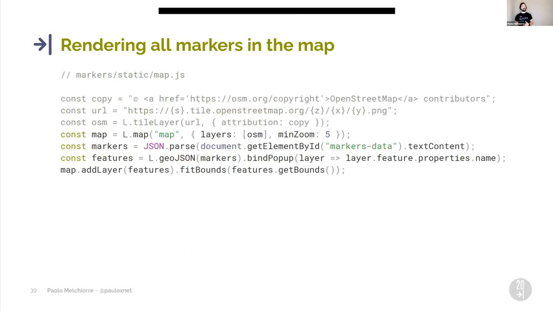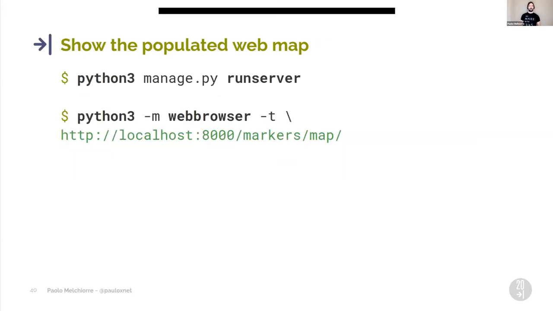So let's edit our JavaScript file and store the GeoJSON in a variable. Starting from this variable, we build a layer for our map and we also extract the name of the single marker. Finally, we add the layer to our map, setting the view to contain all the data. We can now start our project again with the runserver command and finally see our marker on our map.